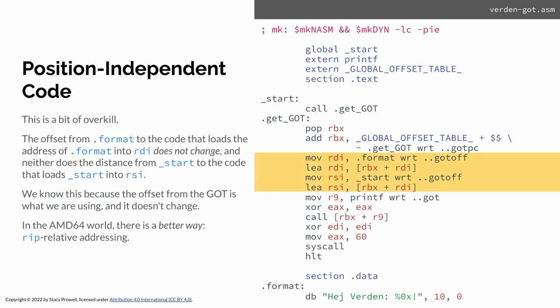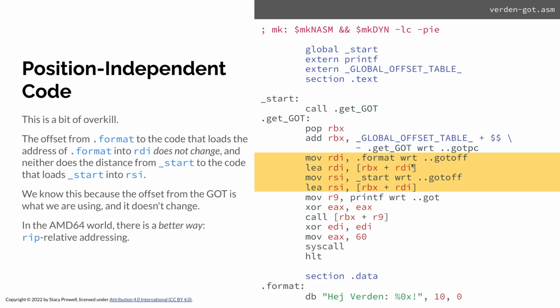Wow, isn't that great? Now, this might feel like overkill. The distance from .format to the code that loads the address of .format into RDI doesn't change, and neither does the distance from _start to the code that loads _start into RSI. Be clear about what I'm saying.